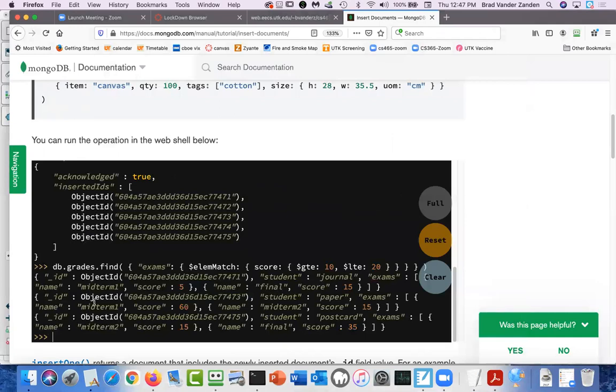We now have only 3 results, which is what we expect. We eliminated the one student who had exams with 40 and 5. Now, Dr. BC? Yes.